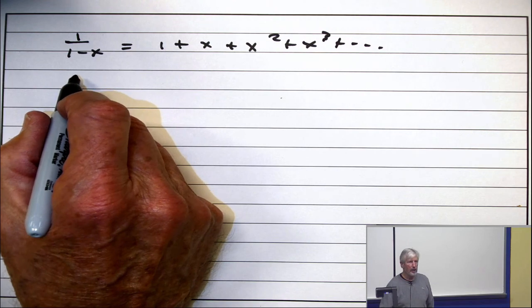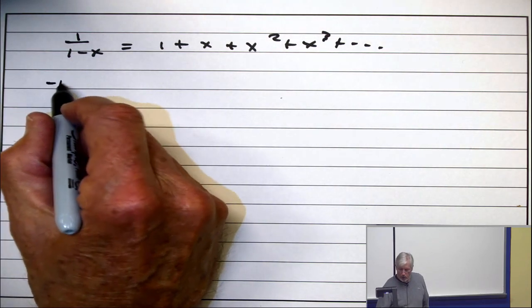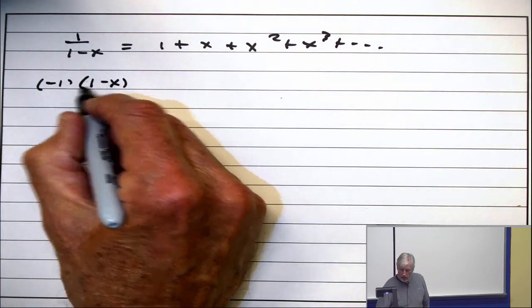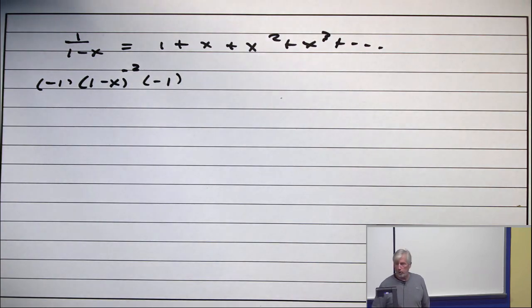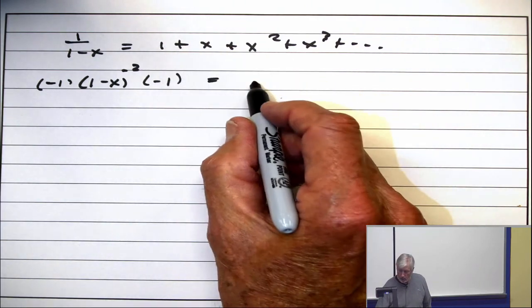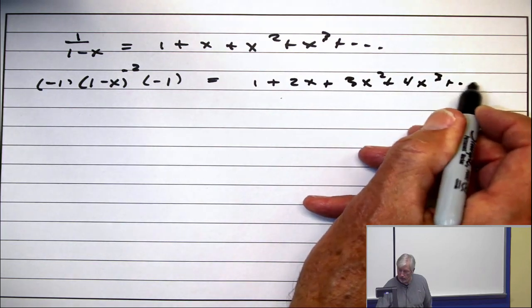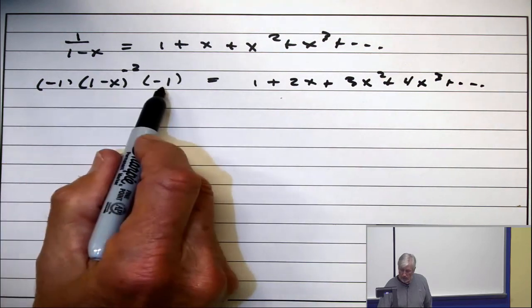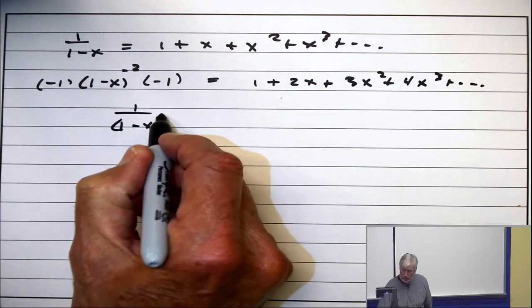So let's differentiate this. Now, I want to see that as 1 minus x to the minus 1 power. So to differentiate it, it's minus 1 times 1 minus x to the minus 2 times the derivative of minus x, which is another minus 1. That's the derivative of the left-hand side using the chain rule. And the derivative on the right side is 1 plus 2x plus 3x squared plus 4x cubed plus dot, dot, dot. Now, minus 1 and minus 1 is plus 1, and 1 minus x to the minus 2 is 1 over 1 minus x squared.